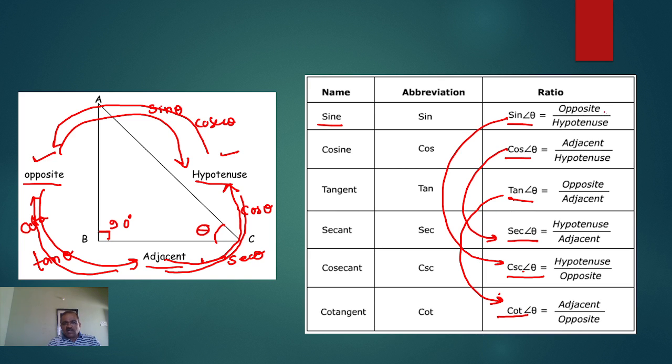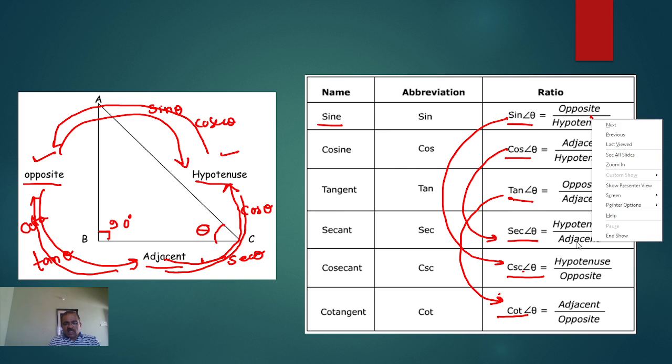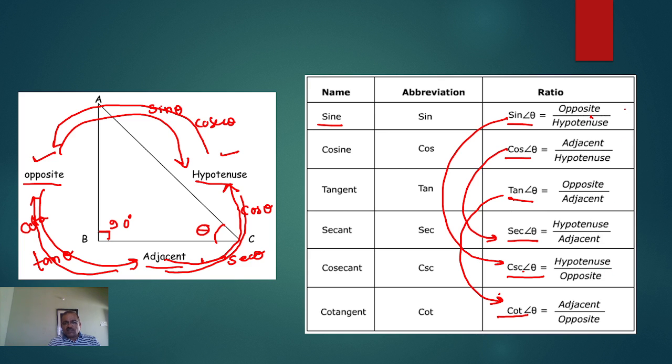Now first, opposite upon hypotenuse is sine theta. Then hypotenuse upon opposite, this becomes the inverse of the first one. Now cos is the second one, and its opposite becomes the inverse of that one. Similarly, compare tan theta and cot theta, they are opposite to each other. These are the trigonometric ratios.